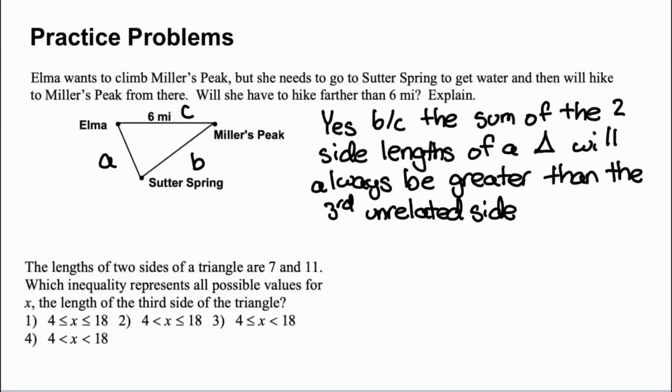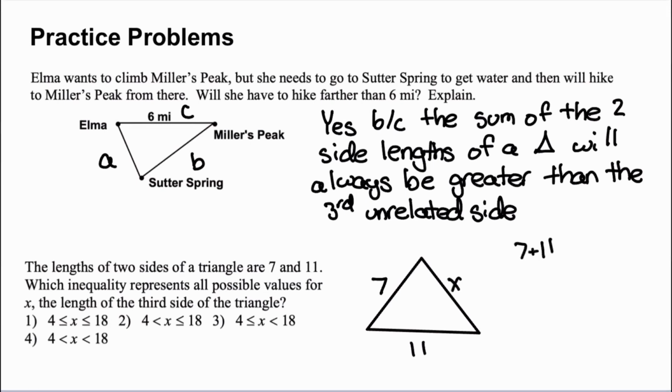So it states that the length of two sides of a triangle are 7 and 11. So just reading that, I should draw out this triangle. This is a sketch. Obviously, we don't know what the triangle is, and obviously not drawn to scale. So we're going to say that this is side length 7 and 11, and which inequality represents all possible values for x, the length of the third side of the triangle. Okay, so we don't know what this is. We're not even asked to find a specific value, just what it could be. So we know that this x value has to be less than the sum of 7 and 11.